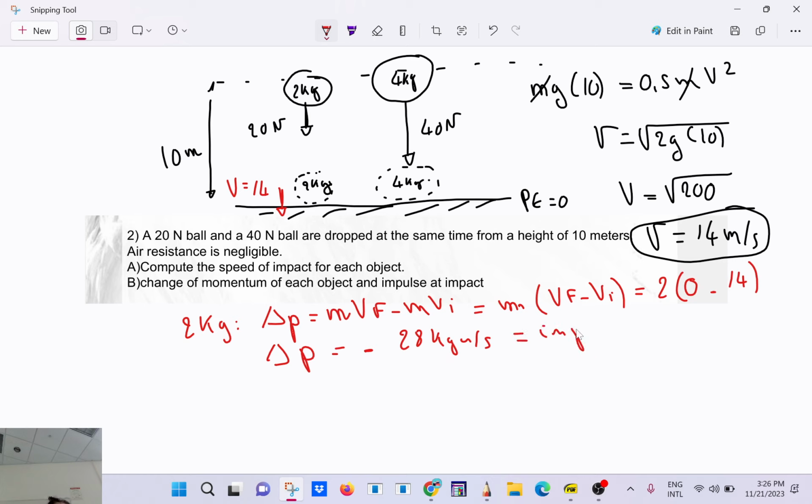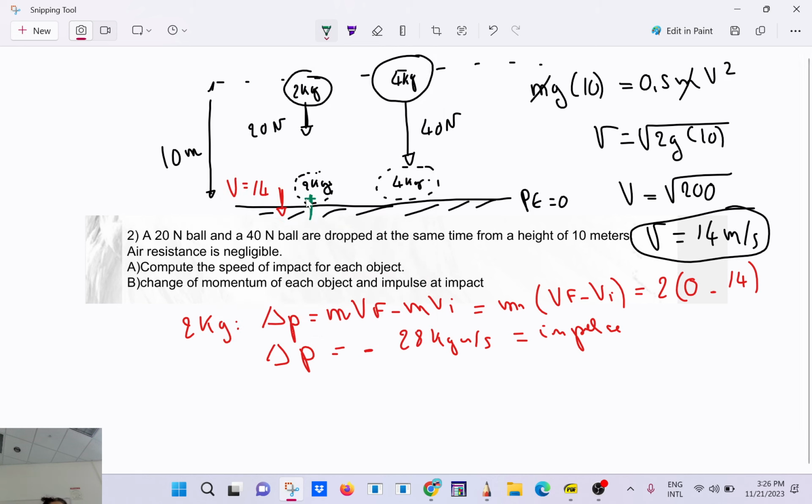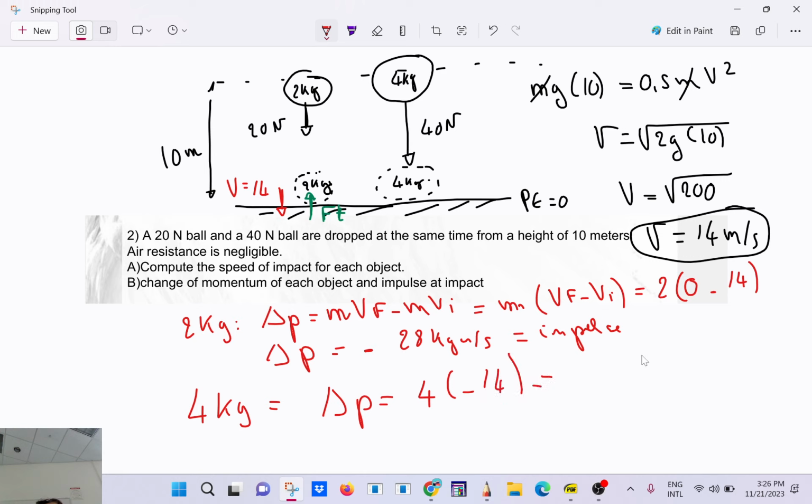And that's going to be the impulse. Because if it stops moving, it's because there is a force applied over a time. So there is a force here. You hit the ground, the ground is going to hit you back. So there is an impulse. Now for the 4 kilogram, the change in momentum will be 4 times minus 14. Do you get that? Yes?